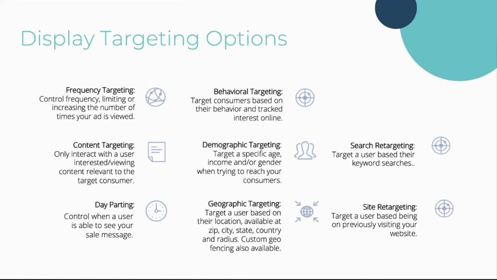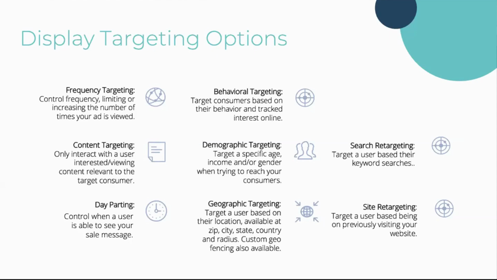Another one is behavioral targeting, and we're going to dive into that quite a bit in this presentation. But basically what that is, is serving ads to customers based on their online behavior, things that they're interested in, types of content they're consuming, sites that they're visiting, things like that. Demographic targeting is targeting specific ages, incomes, genders, kind of the who we are type of targeting.